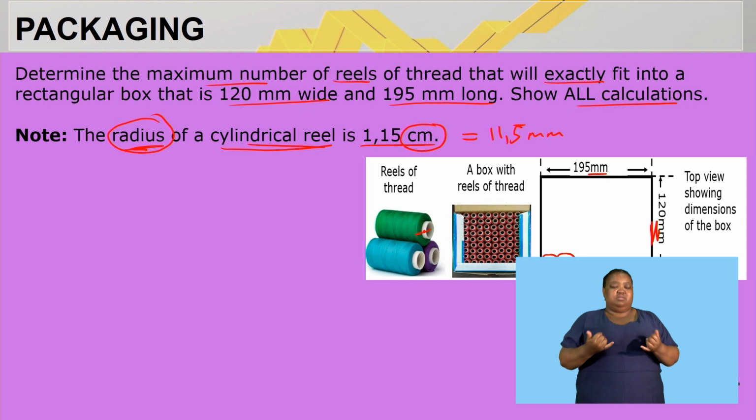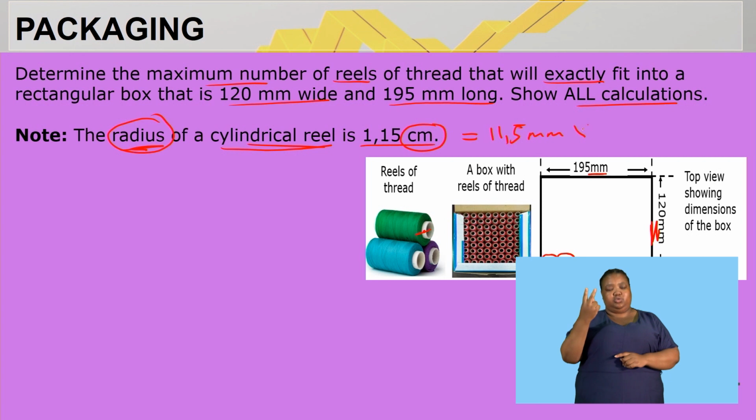We need from this point all the way to the other end of one reel, right? So what do we call that? I agree, that is the diameter. So therefore I will multiply this by 2 because I need my diameter. So that will be 23 millimeters.